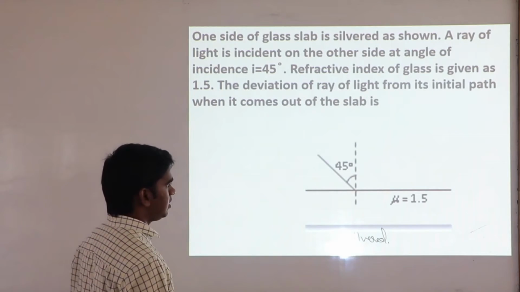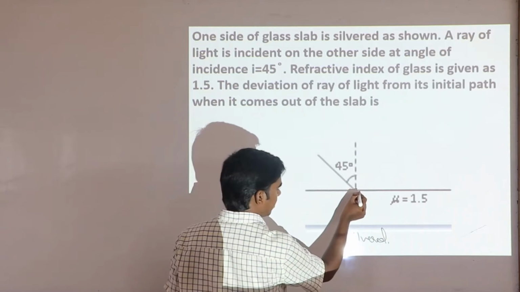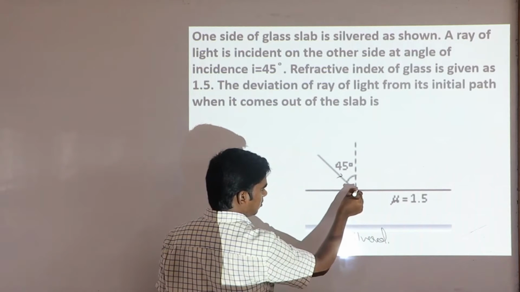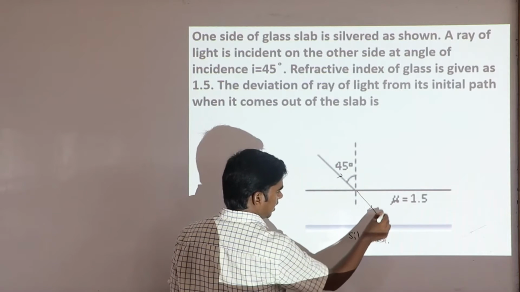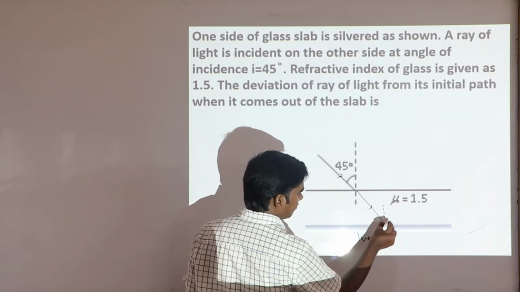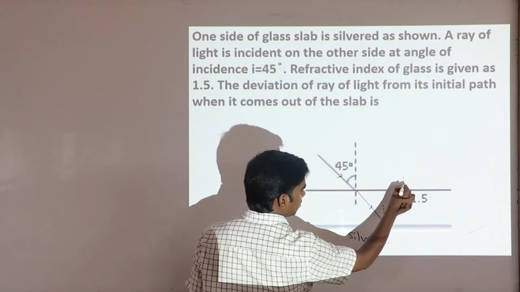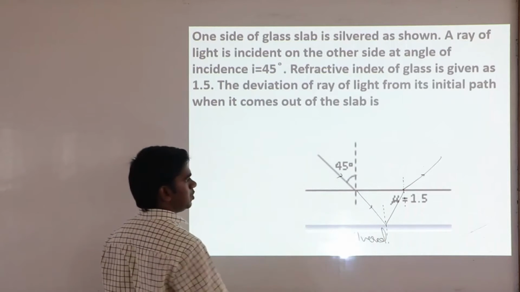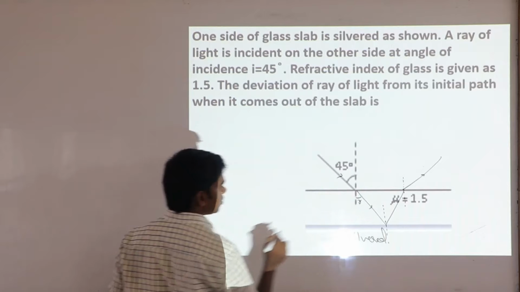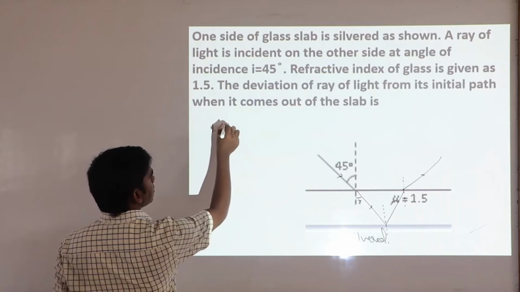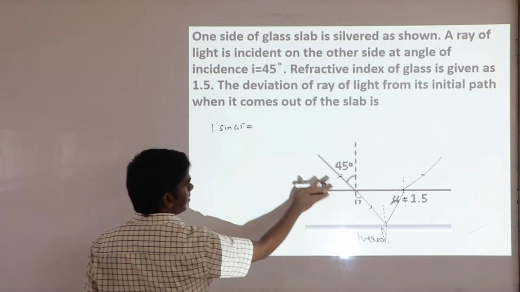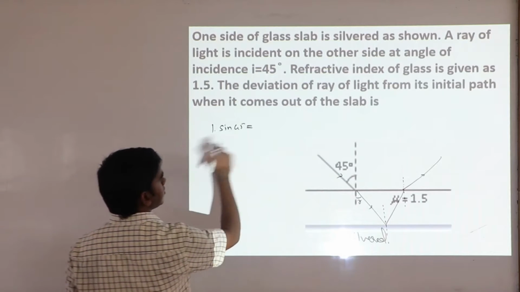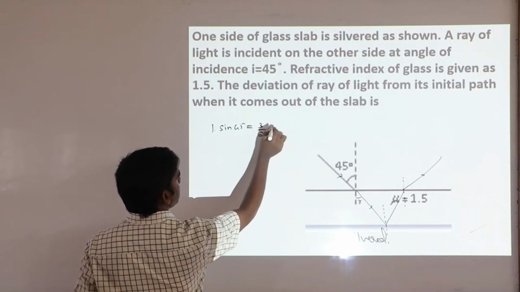So what you can do here is first find r. A ray of light will come here. It is moving from rarer to denser, which means it will deviate towards the normal. Okay. So again from here, it will reflect because this is silver. So here what will happen? It will bend away from the normal. So if this is 45, you take this as r. So write 1 sine 45 equals, I am applying Snell's law, so here it is n. N means what? 3 by 2, 1.5 is 3 by 2, sine r.